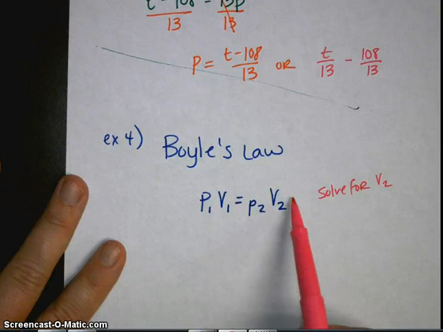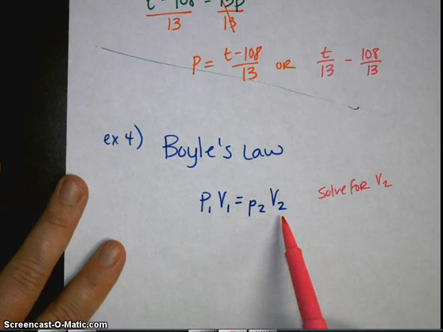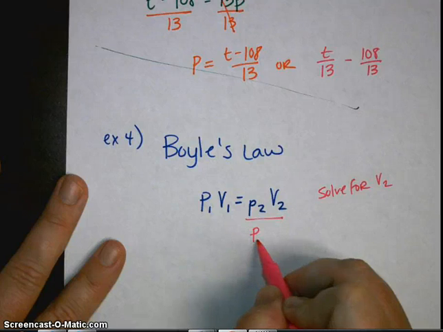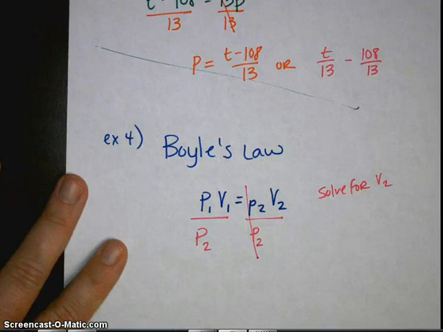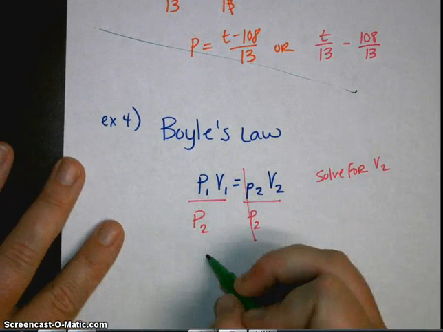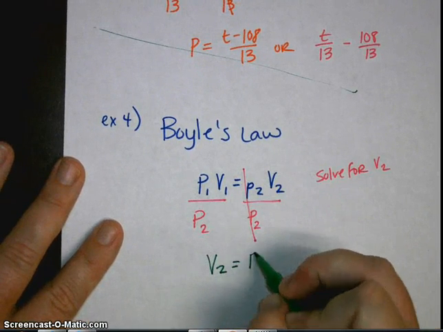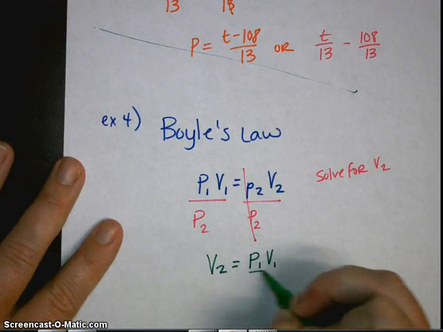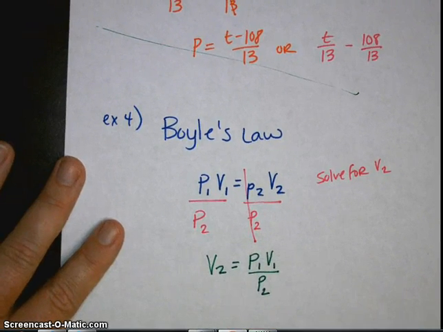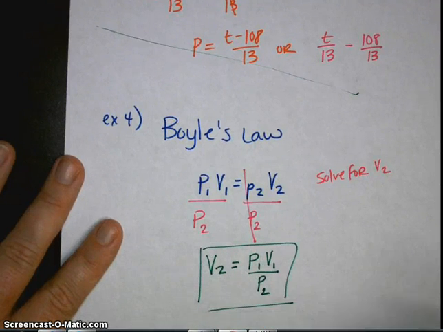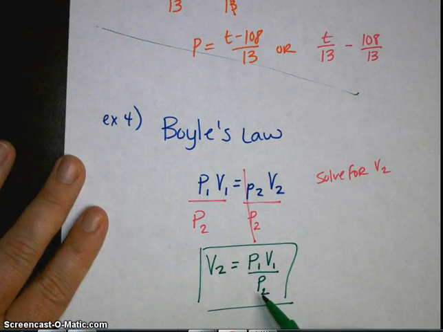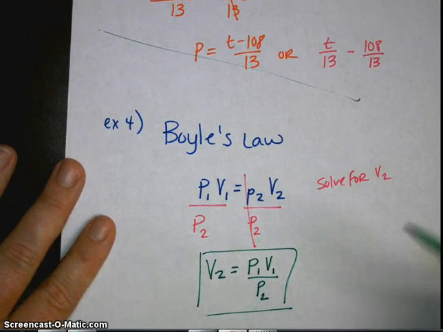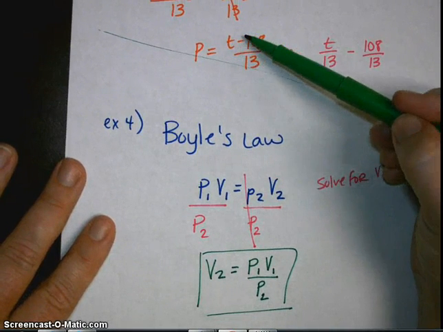So this is multiplication. To undo multiplication, I divide. So I'm going to divide everything by p sub 2. p sub 2 divided by p sub 2 is 1. So my final answer is going to be v sub 2 equals p1 v1 over p2. This one cannot be separated into two separate fractions unless it's side-by-side multiplication. The reason we separated the other ones is because the top of the fraction, the numerator, was separated by a minus or a plus.